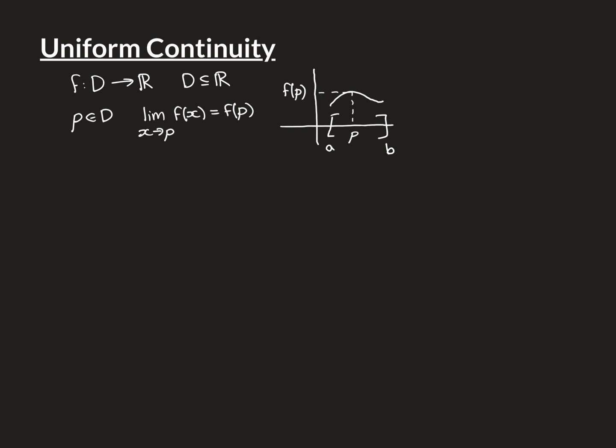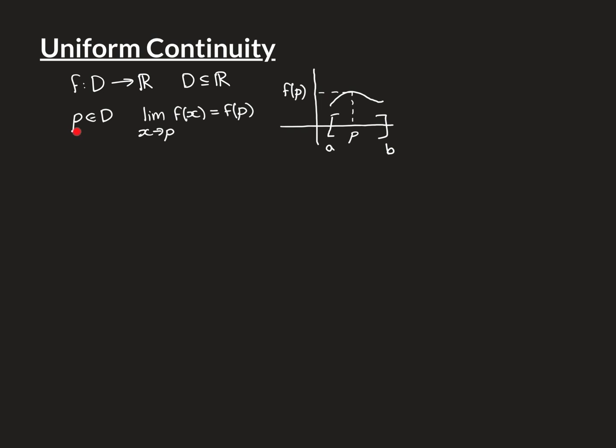So for this, let's consider a function f that's a real valued function, and it's defined over some domain which we'll call D, and this domain is a subset of the real line. So it might be the whole real line, for example, or it could be a closed interval of the real line, or it could be some more complicated subset of the real line. And let's remind ourselves of the definition of point continuity now.